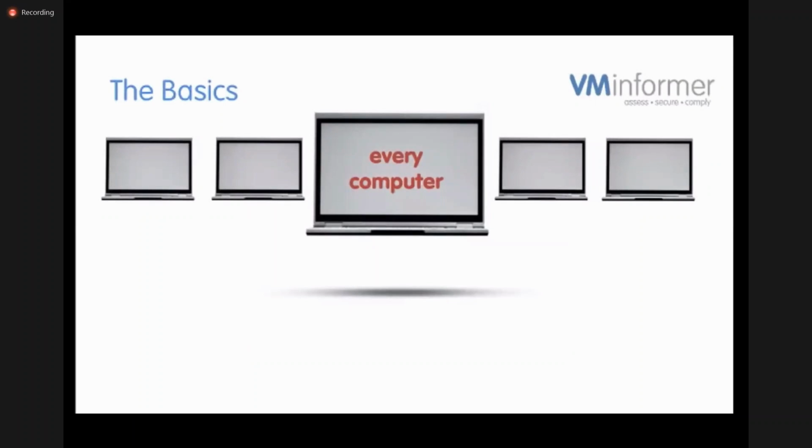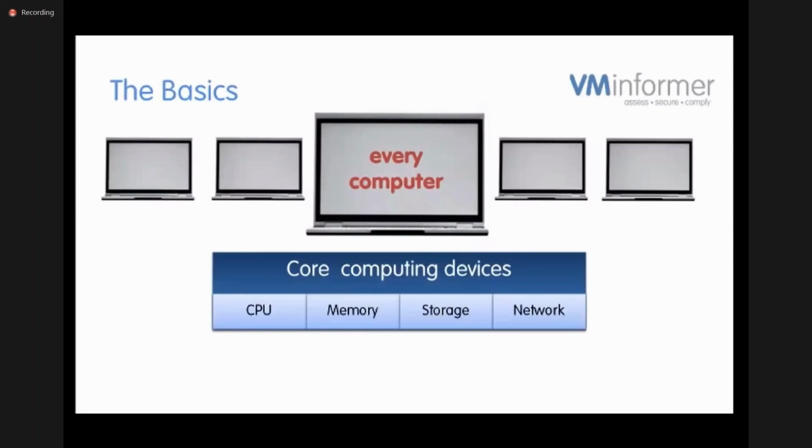Every computer, irrespective of its power, size, or age, from the smallest PC to the biggest mainframe, has 4 attributes. Each one has a processor, the chip that does the work, some memory, the chips that remember.